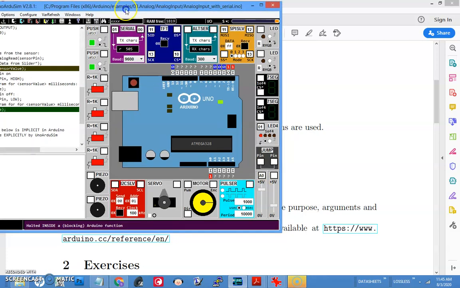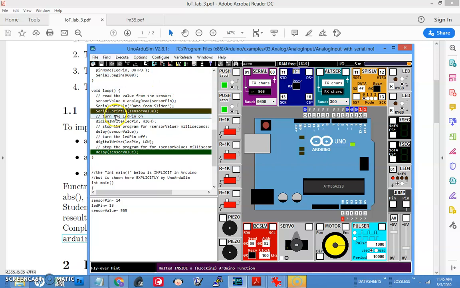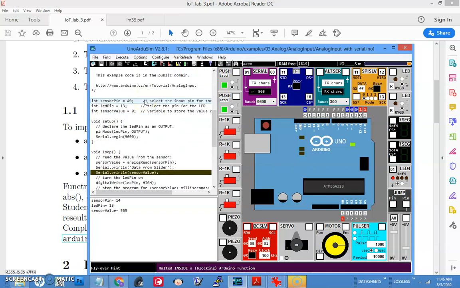Now look at my code. In my code you can find an analogRead function: analogRead(sensorPin). The sensorPin value is declared to be A0. So this line is actually reading A0. We will get the value in the variable sensorValue. The sensorValue is going to contain a value from this slider which can be from 0 all the way to 1023, which corresponds to 5 volt.